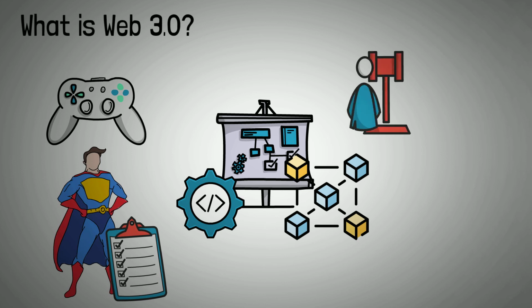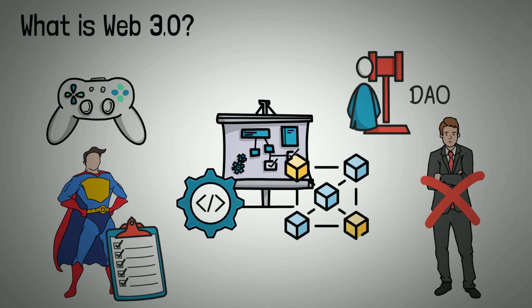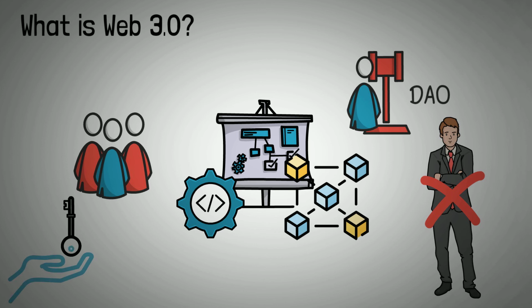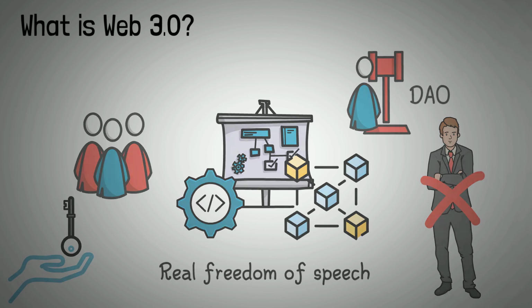This is possible with DAO, or Decentralized Autonomous Organization. And the DAO is eradicating the need to have a CEO for a company, as the users who own the most tokens in that company are the ones in control of the company. This will also give way to real freedom of speech. With DAO, no one person can censor anything anymore.